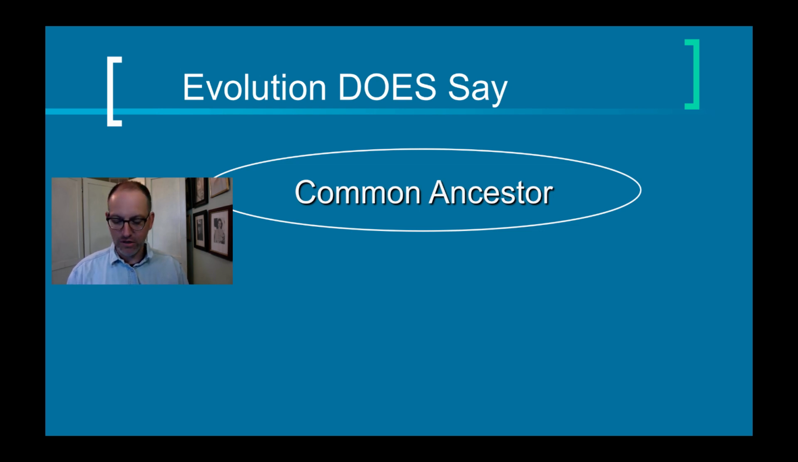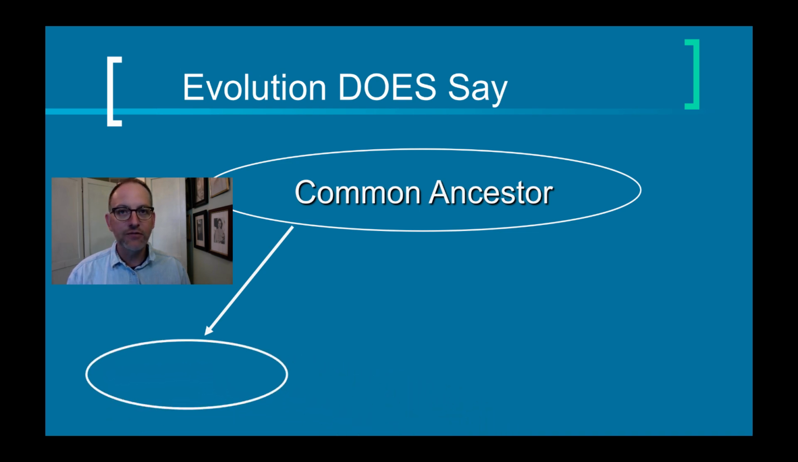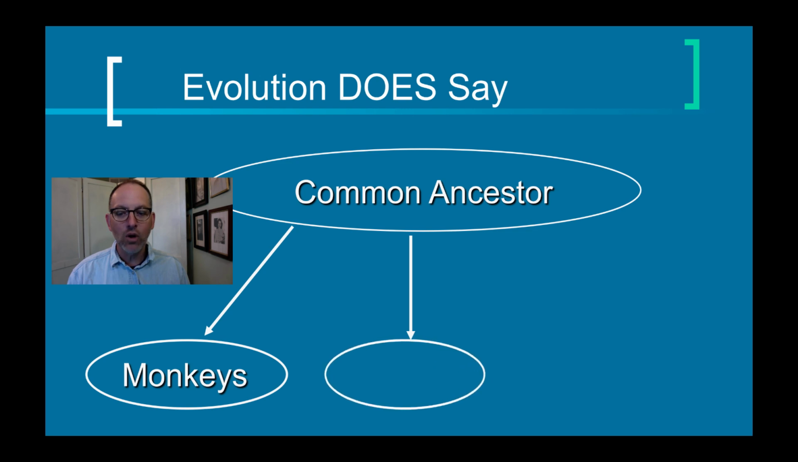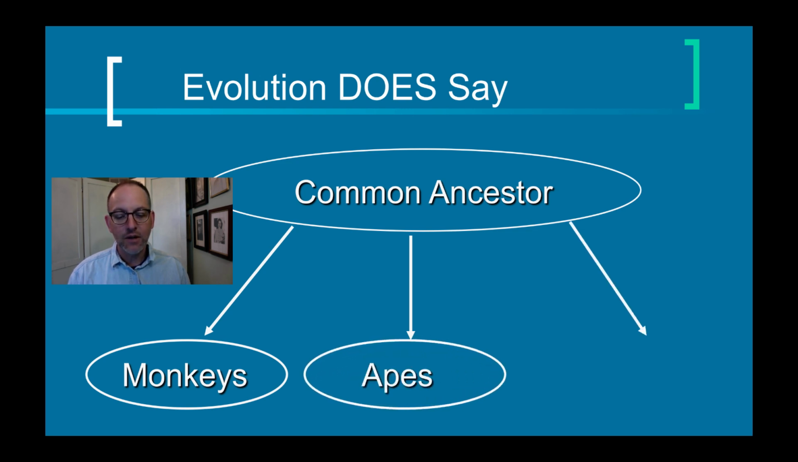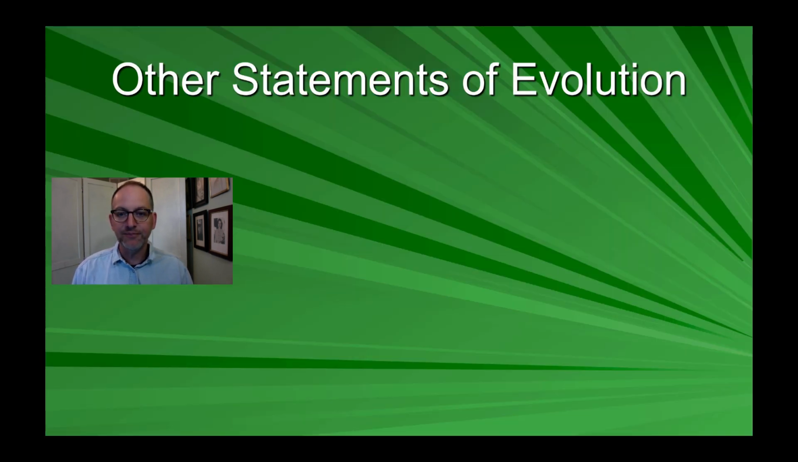What does evolution say? Evolution says that years ago there was some common ancestor. Who knows what it was? And from that ancestor came different groups of similar animals. Monkeys became one family. Apes became another family. And humans became another family. So we have different family members. We have a common ancestor, but we're not directly related to monkeys, apes, and so on.